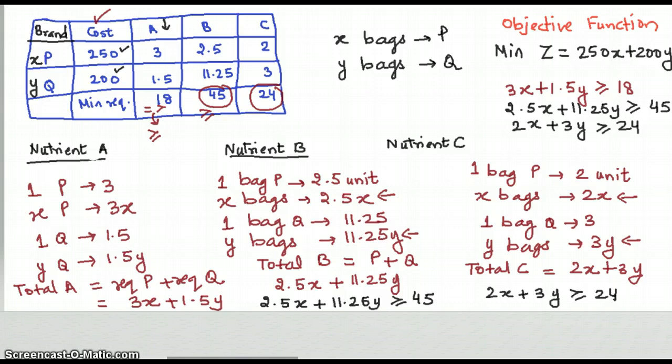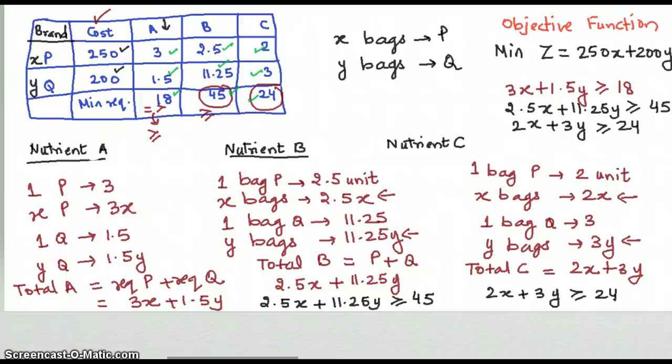So now we can see that we have used all the numbers: 3, 1.5 and 18 in the first constraint, 2.5, 11.25 and 45 while writing the second constraint, and 2, 3, 24 while writing down the third constraint. So it means we have optimally used all the parameters. We have the objective function, we have the constraints.